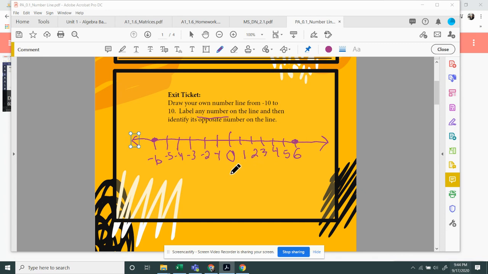So that's just a brief introduction to the number line. I want you to think carefully about the positives and negatives and be ready for some integer work next week.